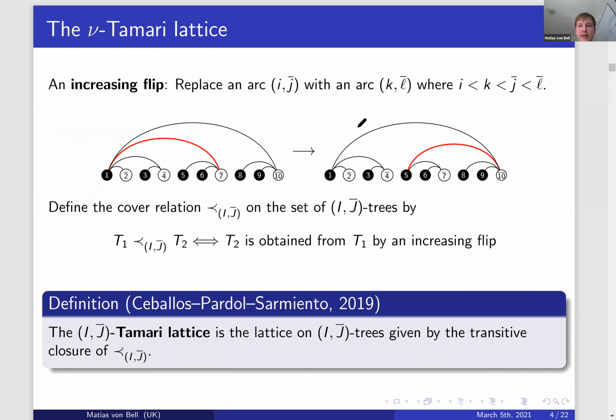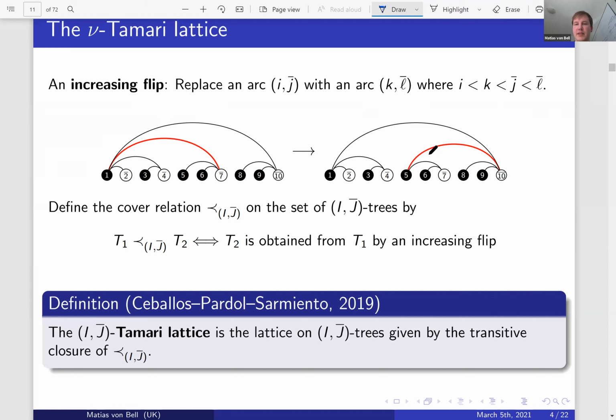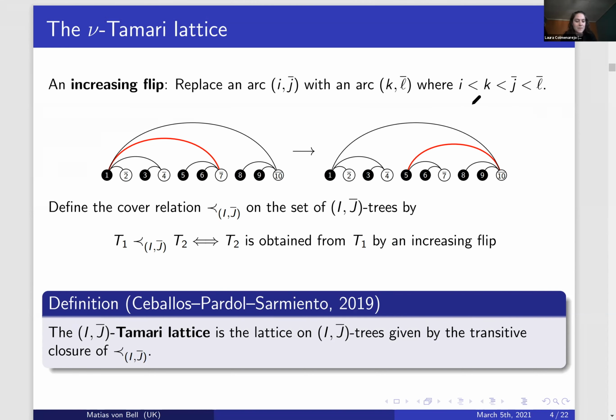Matias, let's look at, yeah, go ahead. Question, do you need to have that k is smaller than j bar, or would you be allowed to just completely translate later? So we can't have that, that's not going to be possible because these are maximal trees, so there would be something obstructing it. Okay, thank you. Yeah, so it always has to look like this because these are maximal trees. But yeah, that's a good question.